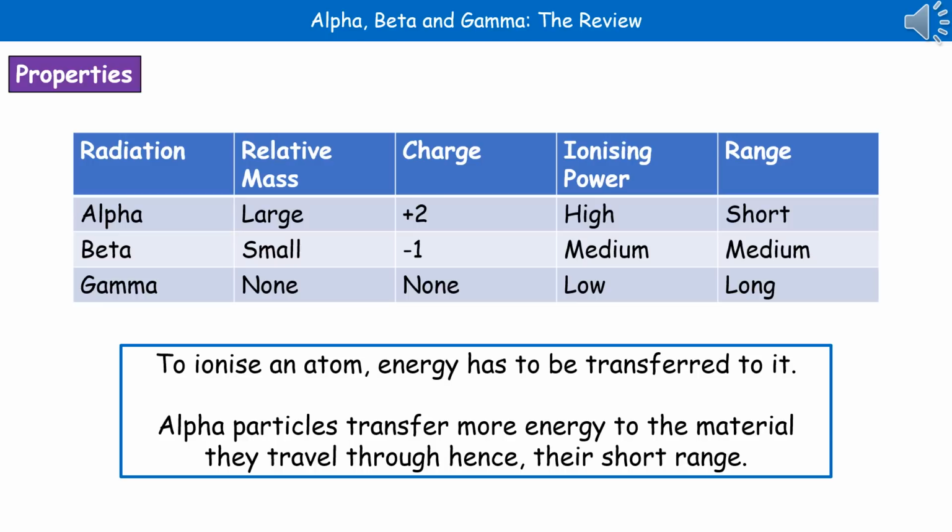The reason that we've got this is because those two are linked together. Because to ionize an atom, we've got to transfer energy to it. So the alpha particles transfer more energy to the material they travel through, and that means they don't have the energy to travel long ranges. Whereas because the gamma isn't really transferring the energy to those materials, they will travel much further.